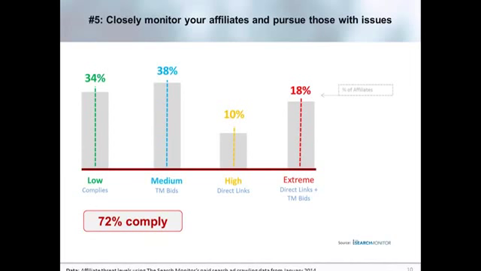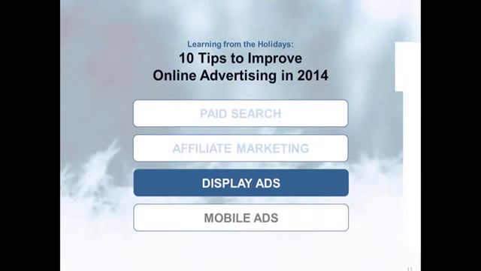But if they are doing paid search and the affiliates are also direct linking, then now you're not just competing against the competition, but you're also competing against your own affiliates to get your ads shown, and your cost per click will probably go up. So monitoring that 18% on the far right is important to keep the CPCs down and make sure you don't have channel conflict. With that, I'm going to turn it over to Max to talk about display ads.